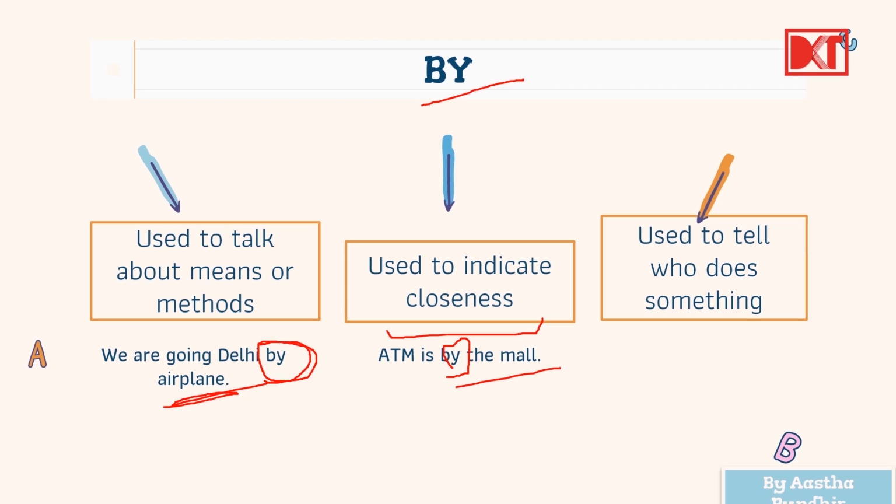Used to tell who does something. The letter was delivered by the postman. So who did what? The postman delivered the letter. By. These are the various ways in which we can use "by".